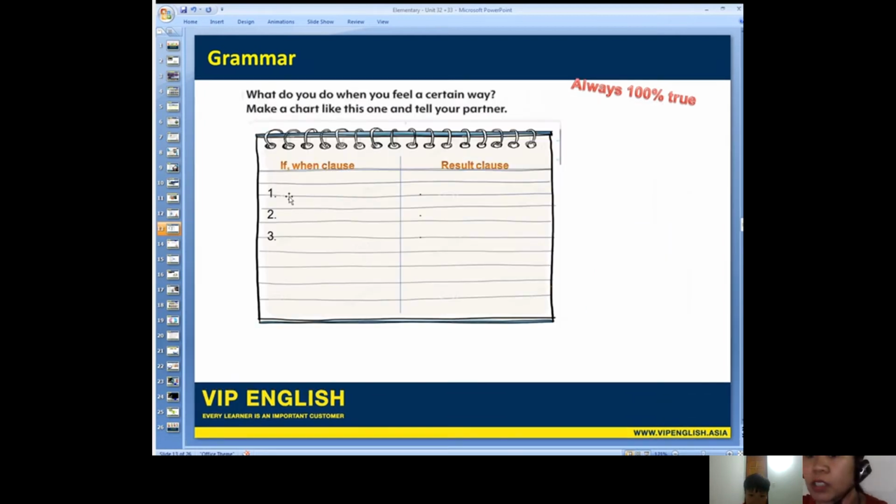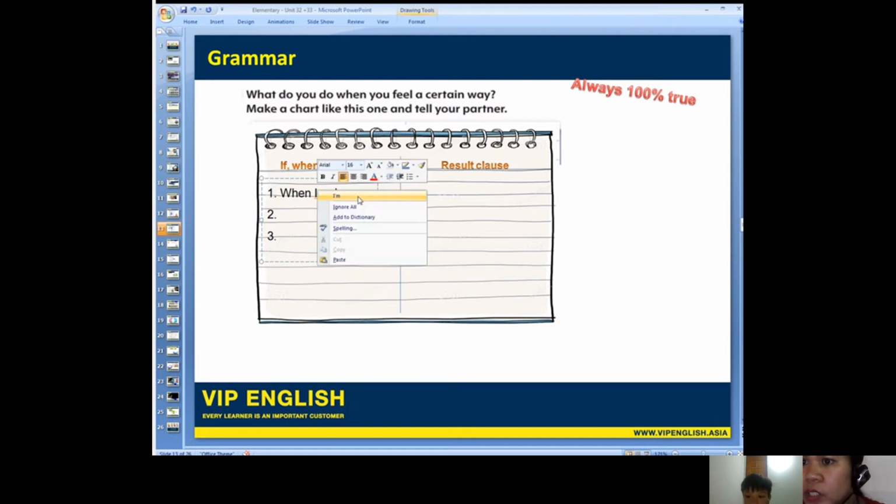Okay, now let's do the exercise. Just give me three. What's your if or when clause? Or what do you feel? When I'm hungry, I will. Okay. When I'm hungry, what's your result clause? What's your second event? I eat food. Yes, that's correct. When I'm hungry, I eat food.